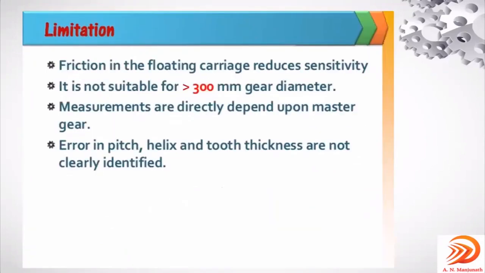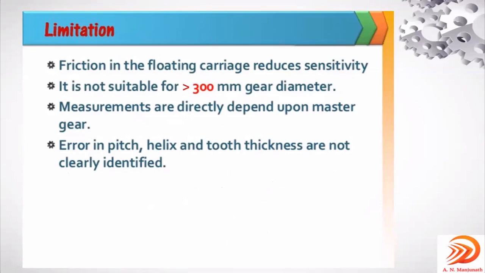The errors in the pitch, helix and tooth thickness are not clearly identified. They will be inspected, but not to that level of accuracy, because all the elements are being inspected in one go, so they will not be identified as clearly as required. Those are some of the limitations of this Parkinson gear tester, which is also called the roller gear tester, right?